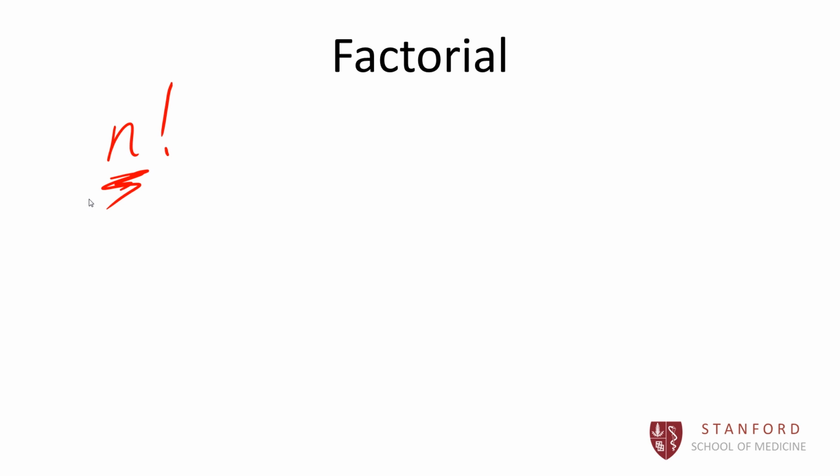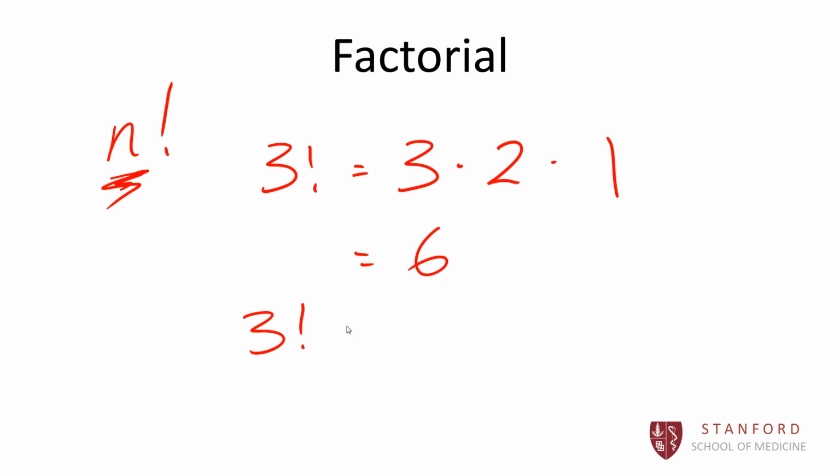So let me illustrate that with an example. 3 factorial. What's 3 factorial? It's 3 times 2 times 1, and that's equal to 6. The key takeaway here is that 3 factorial is simply a number. 3 factorial is equal to 6.